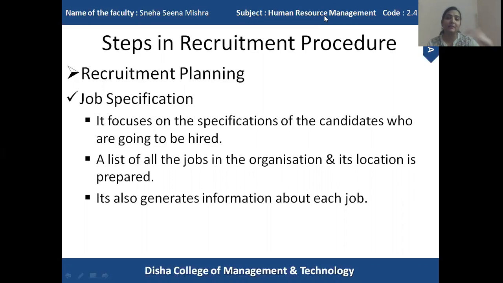After understanding the job, that is the job description part, after understanding about each and every job, now we have to understand what type of person is required, in terms of what kind of qualities, skills, knowledge and abilities one must have in order to fulfill the requirement of the job. So this information can be collected only after understanding each and every job separately. So that is the job specification.